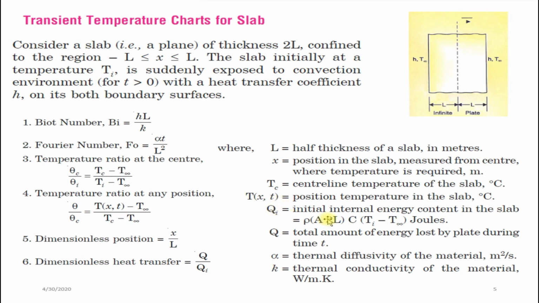Qi is the initial internal energy content in the slab that can be found with the help of the m Cp delta T formula. Mass is rho into volume, into Cp into Ti minus T infinity, and that will be in joules. Then Q will be the total amount of energy lost by the plate during time t. Alpha is the thermal diffusivity of the material, in meter square per second. k is the thermal conductivity of the material in watt per meter Kelvin.